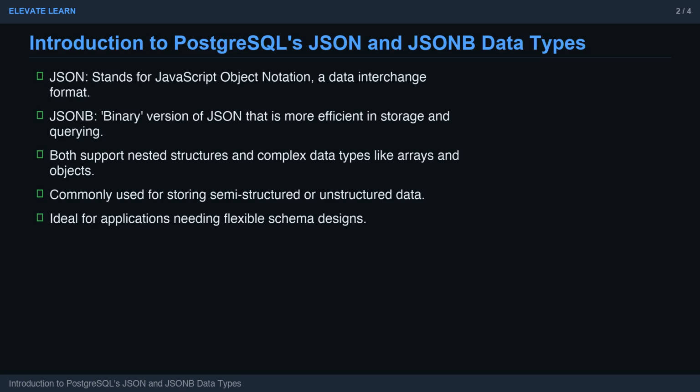JSONB is essentially the binary version of JSON, which means it's more efficient in storage and querying, like having a supercharged version of your favorite car. Both JSON and JSONB support nested structures like a tree with branches, where you can have objects inside arrays or vice versa. Perfect for apps that need to handle dynamic data without strict schema constraints.